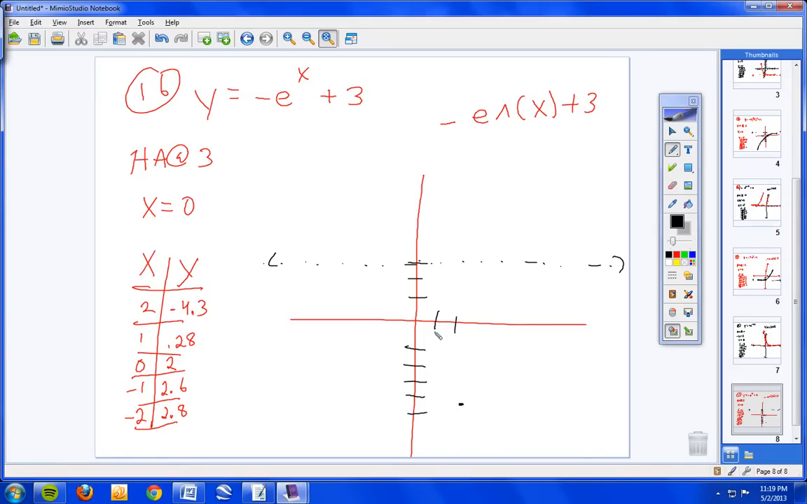And then -1 goes to, wow, that's really a big change. And then from, let's see, 1 is 0.2. And then 0 is 2, and then -1 is 2.6. Here's -1, and -2 is 2.8. So it really increased. This one really shot up quickly and then leveled out quickly, okay? But it still is going to run parallel to that horizontal asymptote. It's not going to cross it.